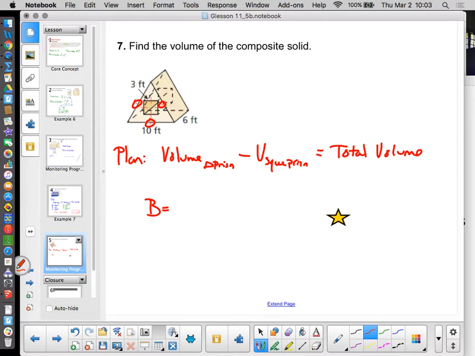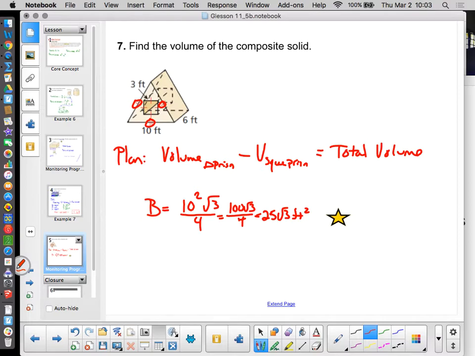The base area here for an equilateral triangle, we do 10 squared times the square root of 3 over 4, which is 100 root 3 over 4, which reduces, so that's 25 root 3 square feet.